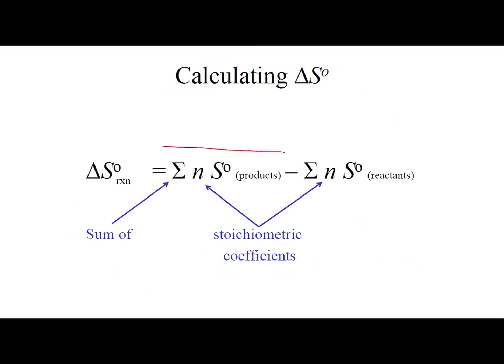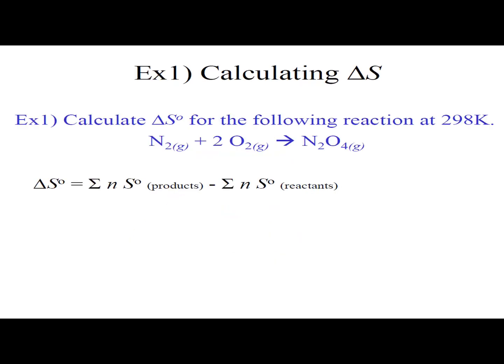Delta S is going to be the sum of the S of the products, or the entropy of the products, minus the sum of the entropy of the reactants. You'll either be given these values, or you'll be able to look them up in a table or in an appendix of your book. So let's look at a couple examples. This says calculate the delta S for the following reaction at 298 K, which is 25 degrees Celsius. I want you to take a look at it.